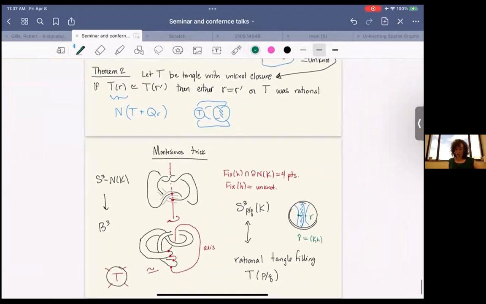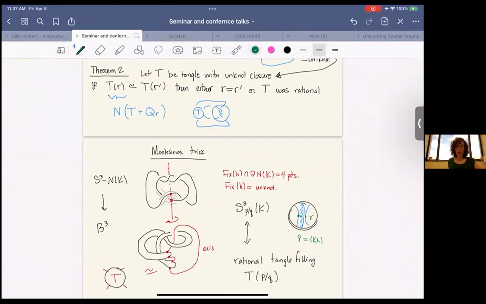So now let's get to the strategy for proving theorem two. Theorem two says that I'm going to be considering tangles with unknot closures, and I am going to look at tangle fillings with rational tangles.